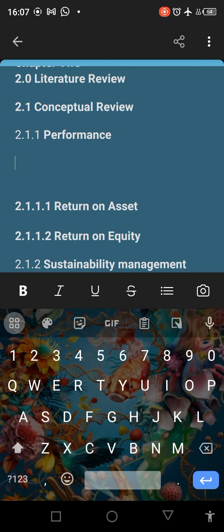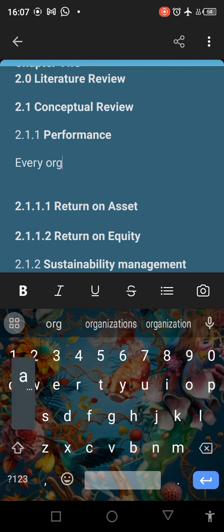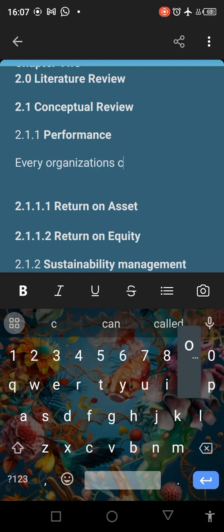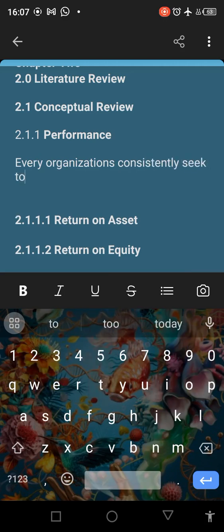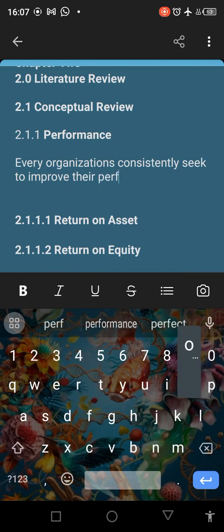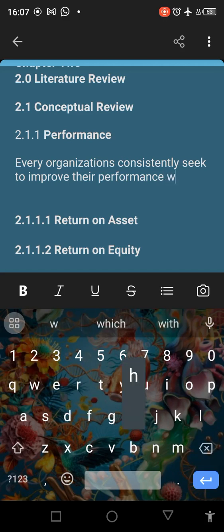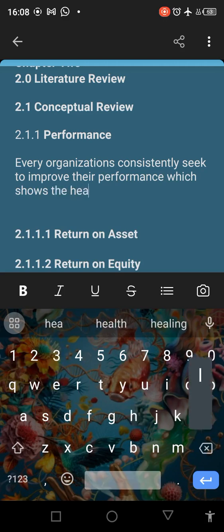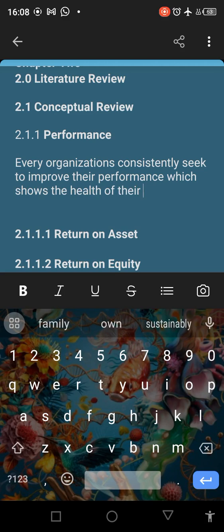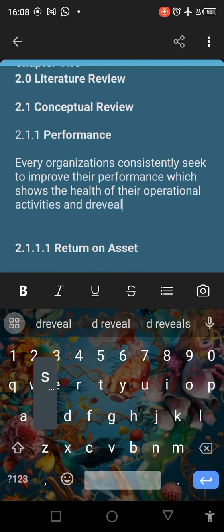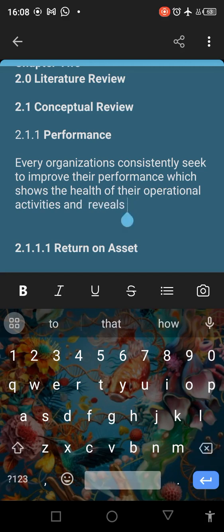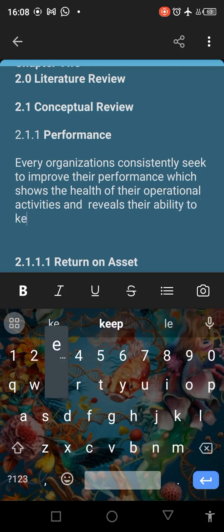Now I will write: every organization consistently seeks to improve their performance, which shows the health of their operational activities and reviews their ability to keep existing in the future.